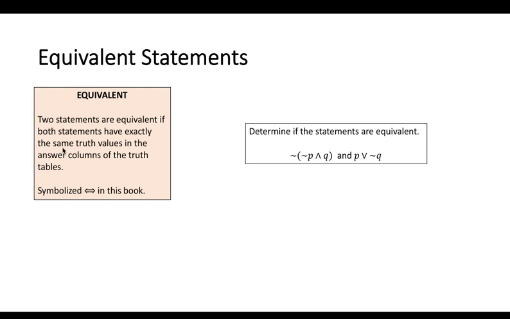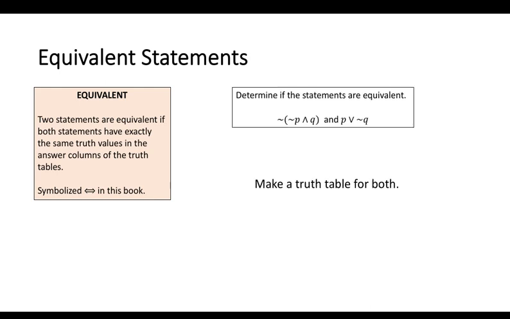So remember, two statements are equivalent if they have the same truth values. So determine if these two statements are equivalent to each other. The negation of not P and Q, and P or not Q. To determine if these are equivalent, we need to look at their truth tables. So we're going to make a truth table for both of them.